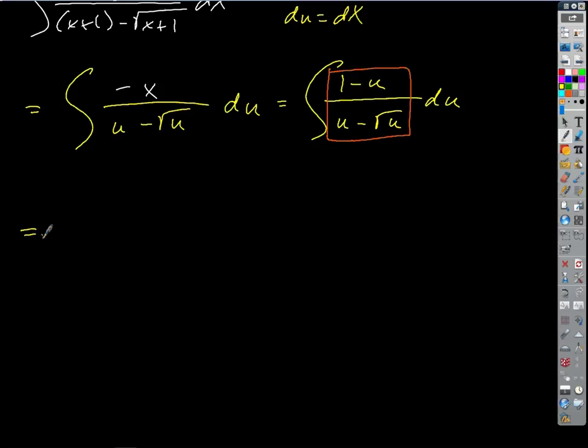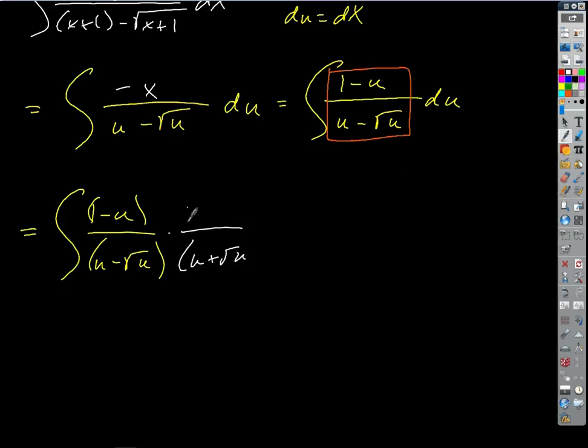Remember, this goes back to when we took limits and got the indeterminate form 0 over 0. And we had a 0 over 0 where we had a square root in the bottom and we had to rationalize the denominator. Remember that strategy? So if we do something like the integral of 1 minus u over u minus the square root of u, let's multiply both top and bottom by u plus the square root of u.